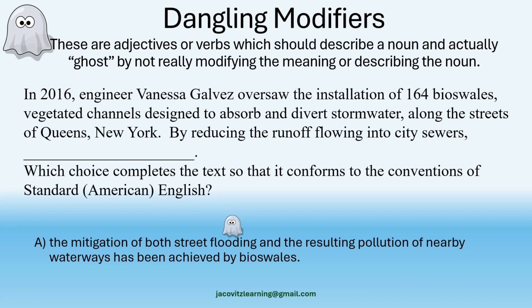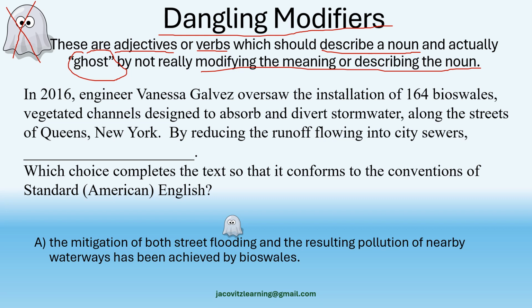So let's go on ahead and define what a dangling modifier is. And before we get into the definition, it's not so much that they're not allowed to be used as it is that you have to think about what they're doing. They're used quite commonly. So dangling modifiers are adjectives or verbs which describe a noun, and I put this word "ghost" here because they're not really modifying the meaning or describing a noun. And sometimes they don't ghost, they're just right there, but sometimes that's just what happens.